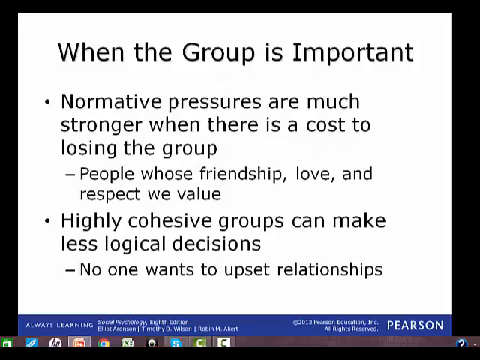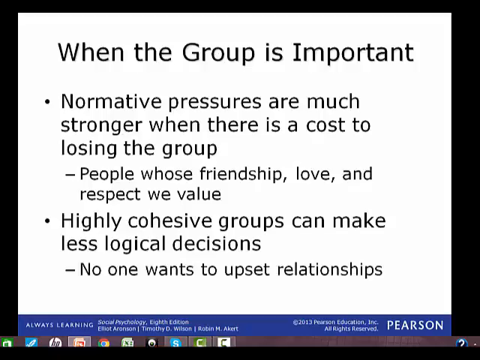Okay. It says normative pressures are much stronger when there's a cost to losing the group. So if we lose someone that we care about, or we feel like we lose a relationship that we care about, that's difficult. But sometimes it goes even beyond that. Maybe you lose your job. Like, you would have to think about at what point would you refuse to conform if you knew that it could cost you your job, if it could cost you something very important to you, right? Sometimes in the past, there have been people who have been threatened even with their lives for not conforming. So obviously, the more pressure there is, the more likely you are to give in.